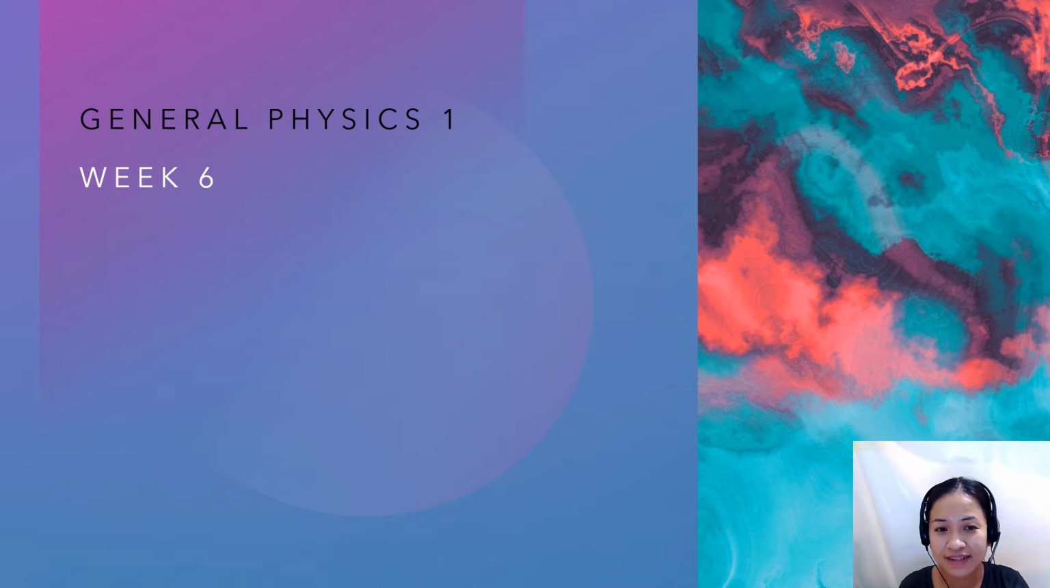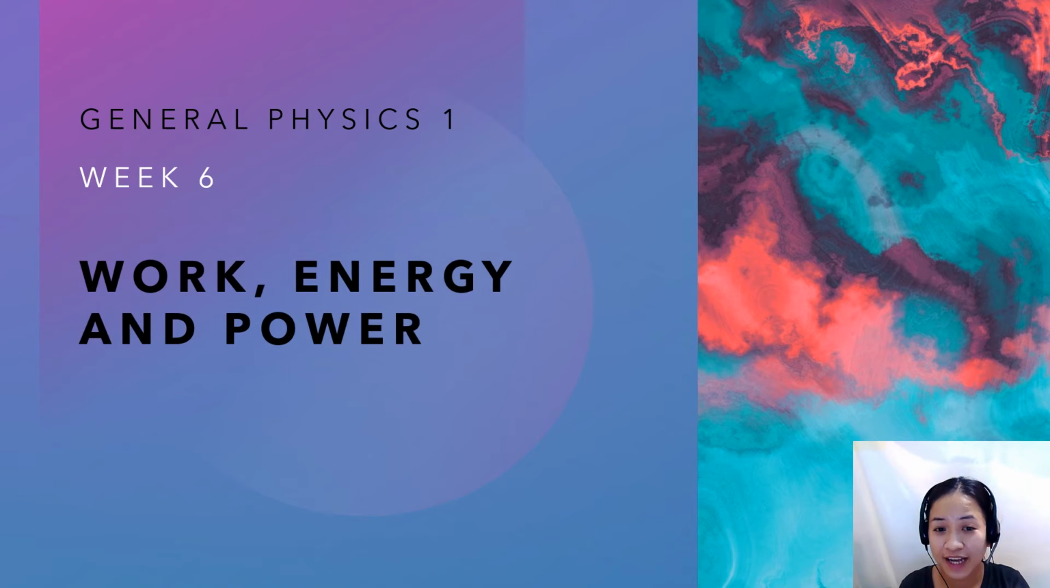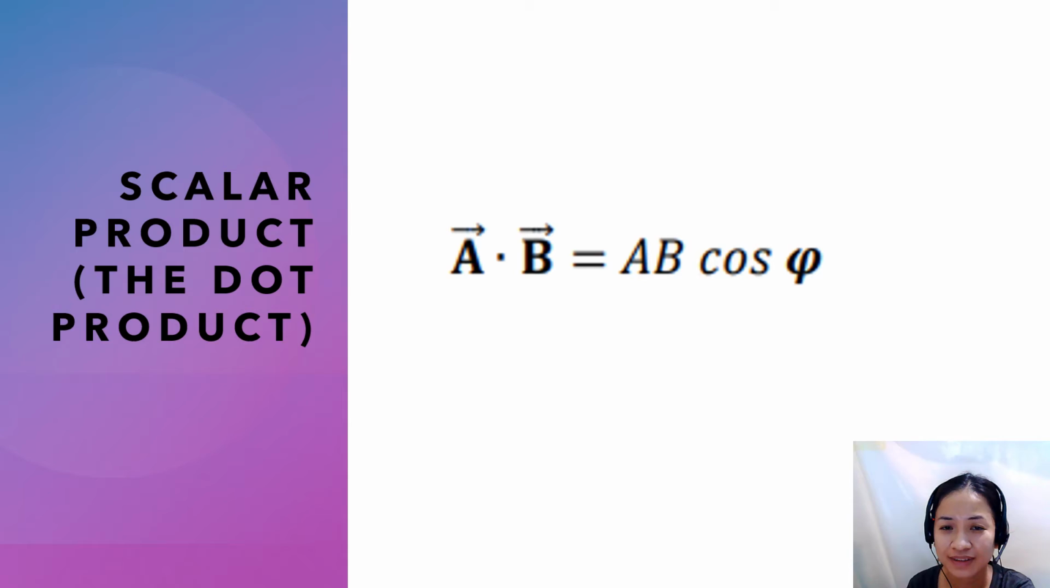So Module 6 talks about work, energy, and power. Let's talk about the scalar product. Did you know that a vector can be multiplied by another vector, but may not be divided by another vector? In physics, two kinds of products of vectors are widely used. One of these is a scalar multiplication of two vectors. The result of taking the product of two vectors is a number, a scalar.